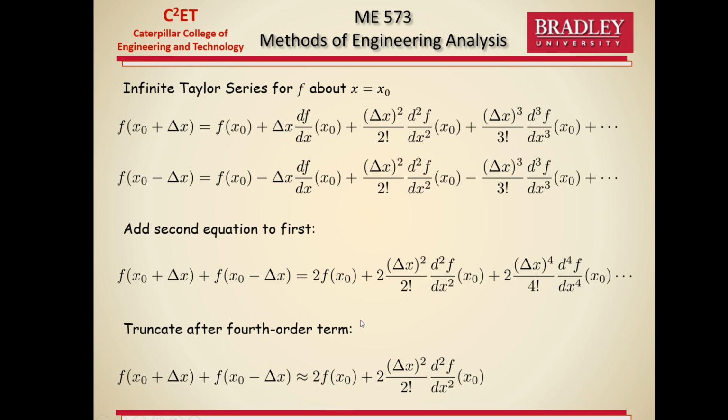Right? So we truncate after, well, this says after the fourth order term. This is the 4th order term. We're actually truncating after the 2nd order term. So we're truncating terms of order delta x to the 4th and beyond. So this isn't stated quite right here. Right? So in other words, we're holding on to the 2 terms on the right hand side.